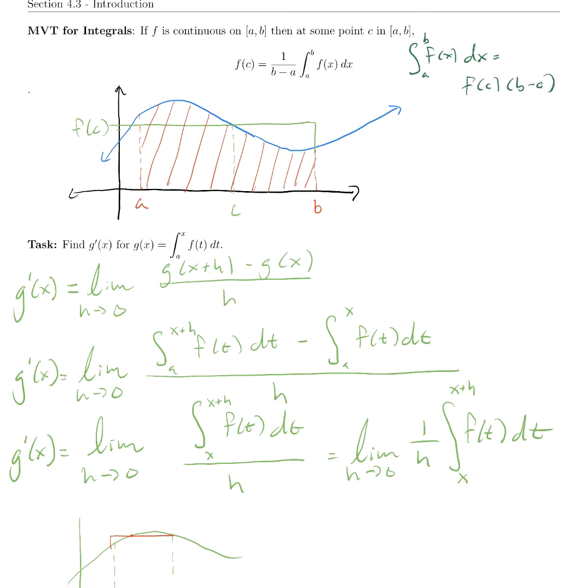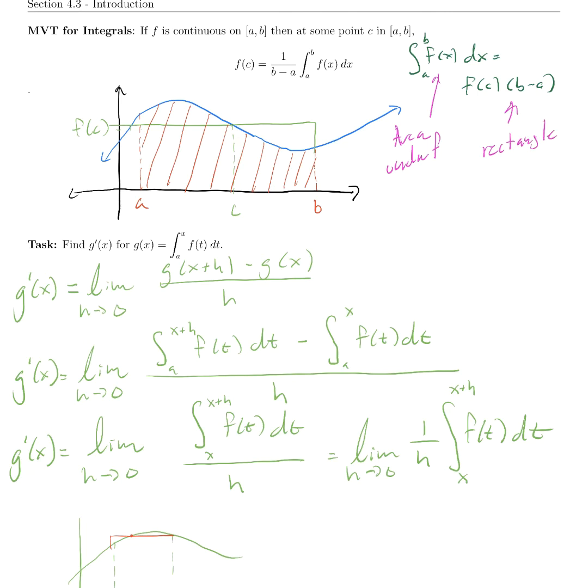So it's really saying that at some point c, the area under the curve is equal to the area of some rectangle, where the height of that rectangle is f of c and the width of that rectangle is b minus a. So this is the area under the curve, under f, and this is the area of some rectangle.